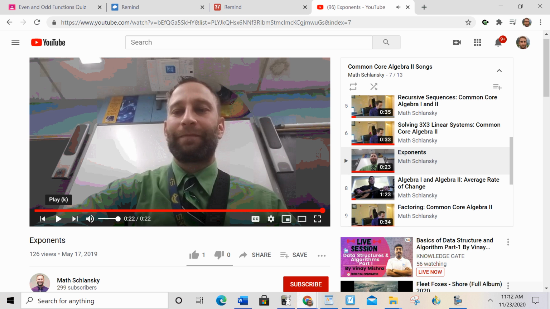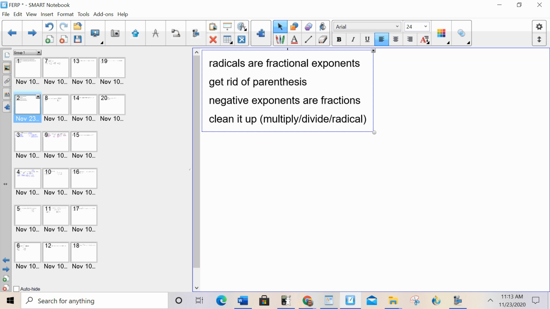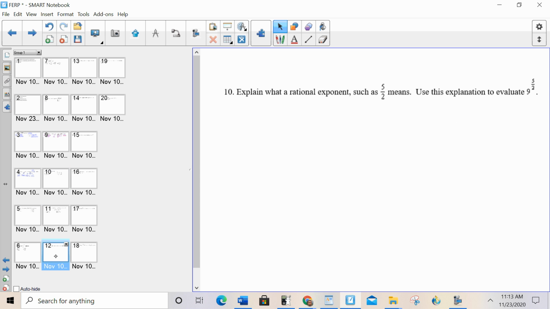All right, so those are the steps we need to follow whenever we're doing these exponent problems. So I'm going to literally copy and paste the steps for each question, and let's, well, 10 is actually a little bit different, but it's the same type of thing. It says explain what a rational exponent such as 5 over 2 means. Use this explanation to evaluate 9 to the 5 over 2.